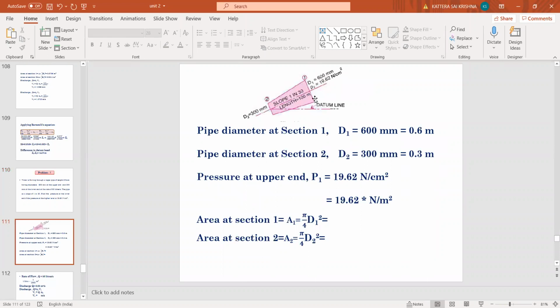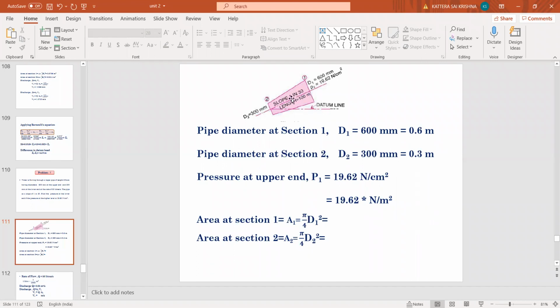Okay, so this is the diagram of the pipe. Section 1 is this one, section 2 is this one. The length of the pipe is given in the center, 100 meters. One more point given is the slope, 1 in 30. Remember, the slope is 1 meter of height per 30 meters of length.